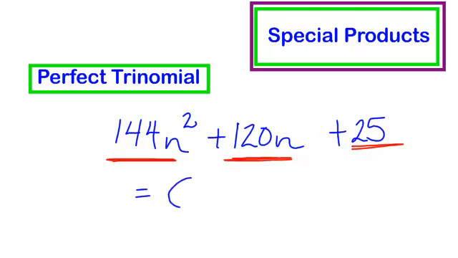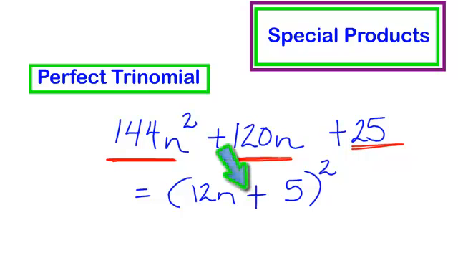How do you write your answer? I will take that 12n. I will take that 5. I know it's perfect. So this is something squared. Should I use a plus or a minus here? I want a positive middle term, so I will use a plus. So if I get to where I understand these problems going forward, factoring will be all fun and games.